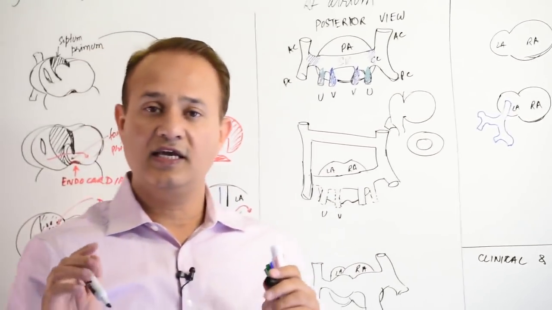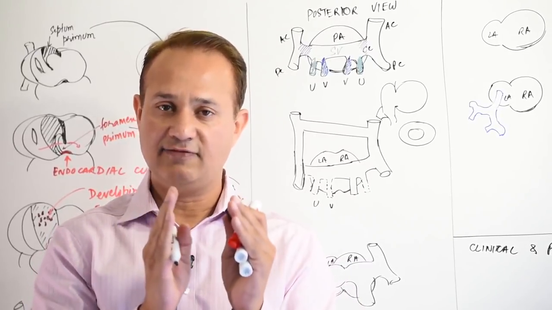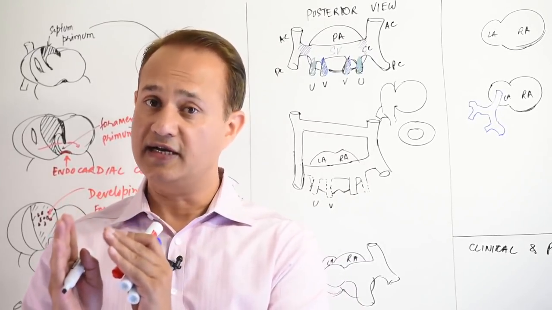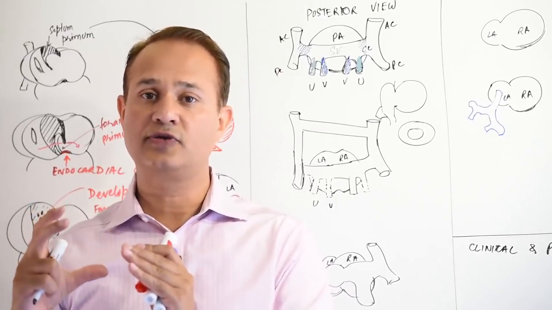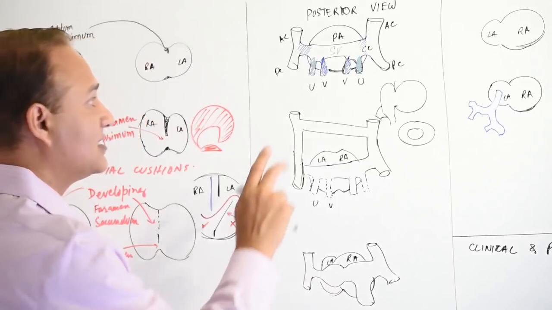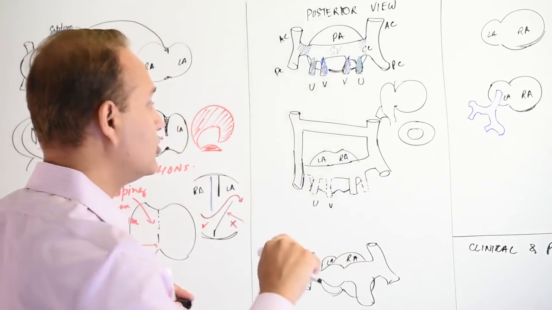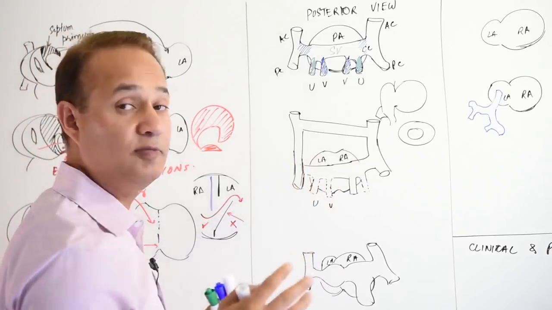Slowly, with the hemodynamics, with the flow changes, the sinus venosus would start shifting towards the right. It would also start growing towards the right. The left side would start becoming small. So ultimately, the sinus venosus would end up opening on the right side. But what are those changes? What are the hemodynamic changes?